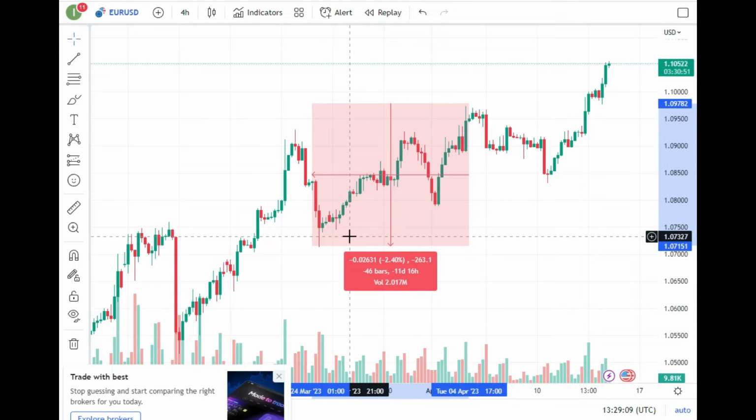263.1 pips, and what's more important, there are 46 bars, or let me translate because we have a 4-hour chart. There are more than 11 days of time span, which I just monitor here. So this red area represents 11 days on the 4-hour chart. So the measure tool, this ruler, is a very good thing.